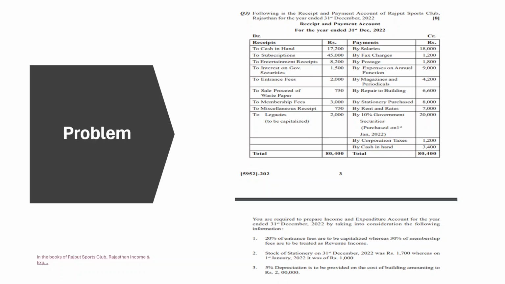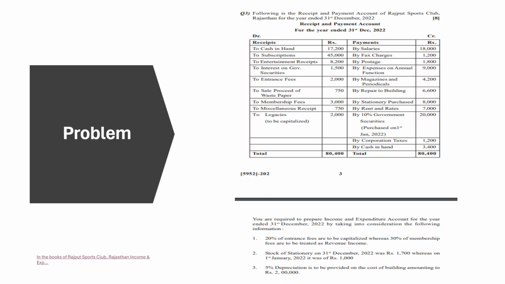Then when we put that amount in the income and expenditure account, we will also show the effect of this adjustment. Okay, in the same adjustment, what is mentioned further, whereas 30% of membership fees are to be treated as revenue income. So where is membership fees given? On the receipt side of your receipt and payment account. So also mark on that. While transferring that amount, we will show the adjustment effect under our income and expenditure account.